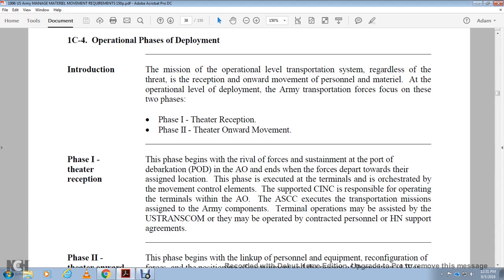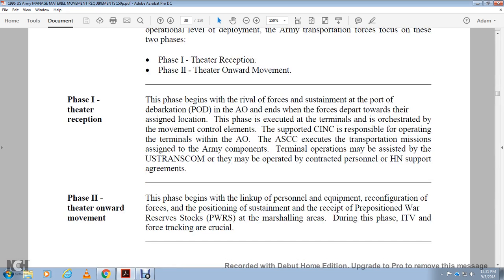The Army Service Component Command executes the transportation mission assigned by the Army component. The terminal operation may be assisted by the U.S. Transportation Command. It may be contracted out under host nation support agreements.